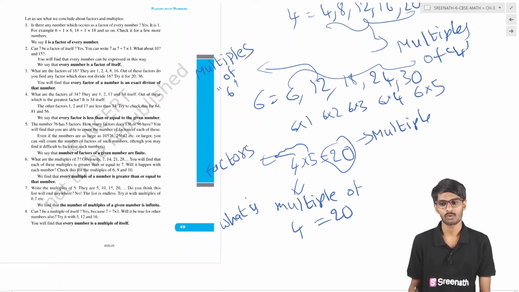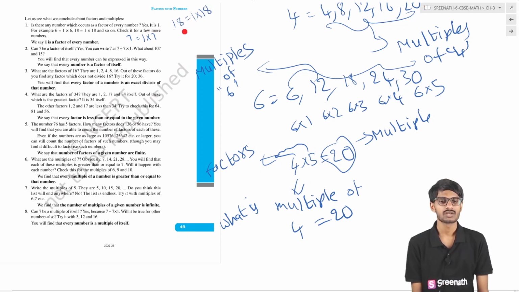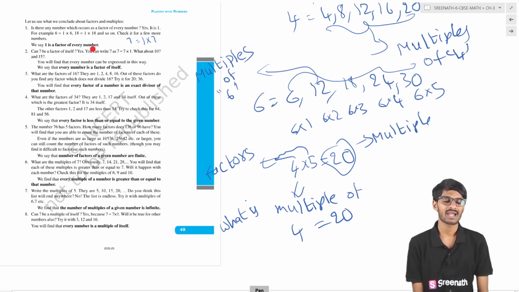That is about the factors and multiples. So we have some rules here that we have to remember. 1 is a factor of every number. If you want to find the factors for 7, we can write it as 1 into 7, so we can divide it by 1. If you take 18 also, it is written as 1 into 18, so 18 is divided by 1. So basically 1 is a factor of every number.